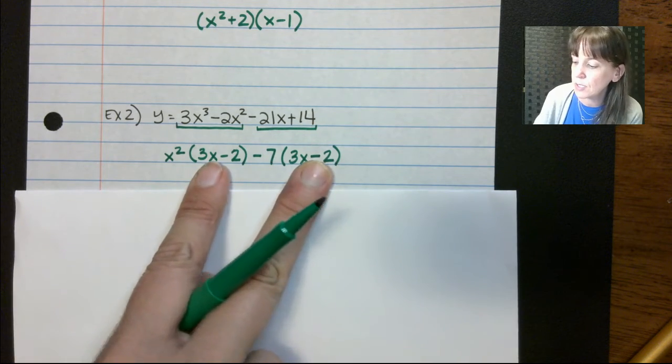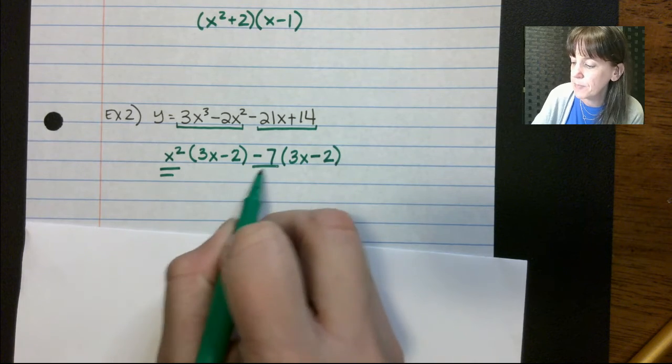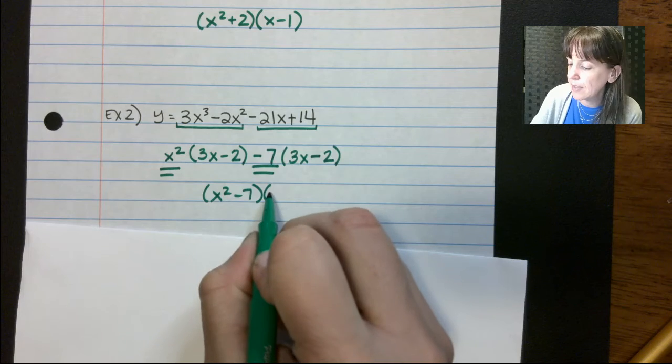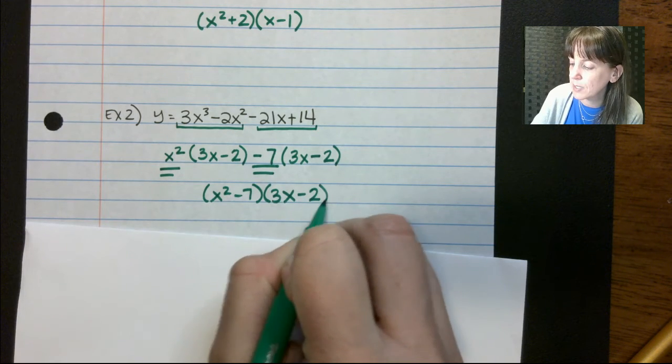Because these two things are exactly the same, here's our first term, and that's going to be x squared minus 7, or our first factor, I mean, and then 3x minus 2 is our second one.